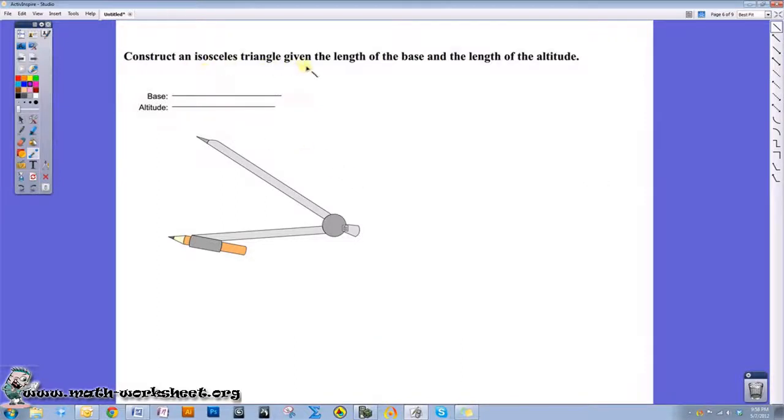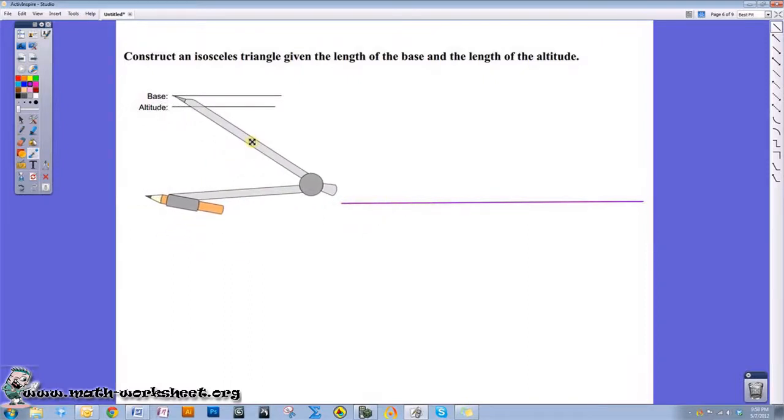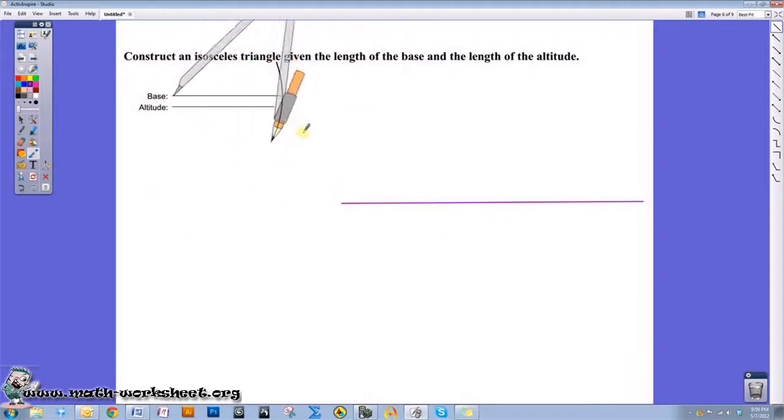I want to construct an isosceles triangle, so I want to start by drawing a line segment. Now I want it to have the following attributes: a base with this length and an altitude with this length. So I'm going to start by duplicating the base along this line segment that I created here. Okay, so does that work?